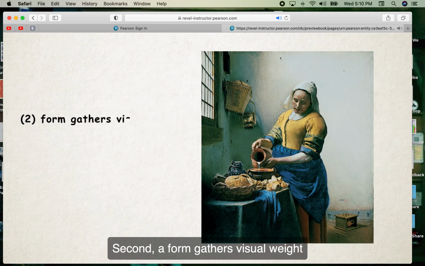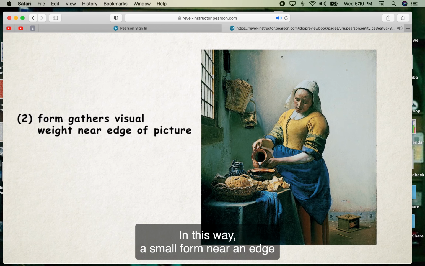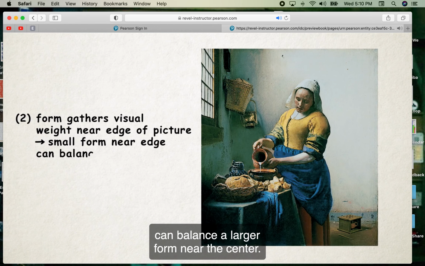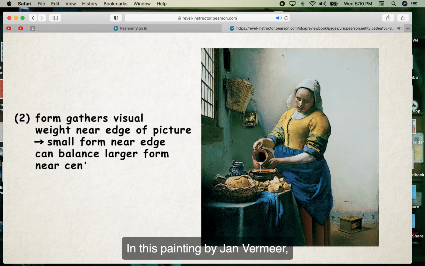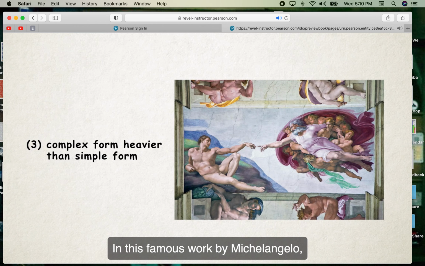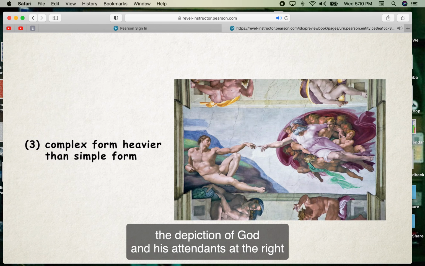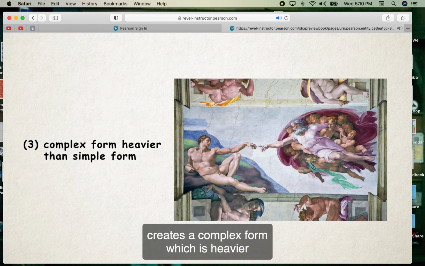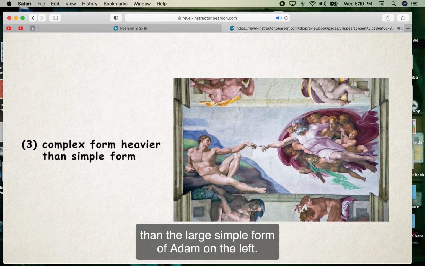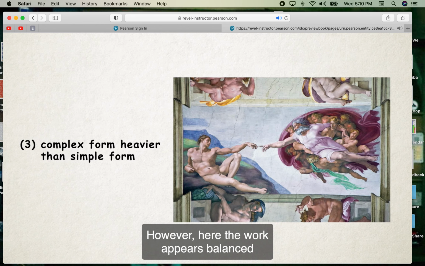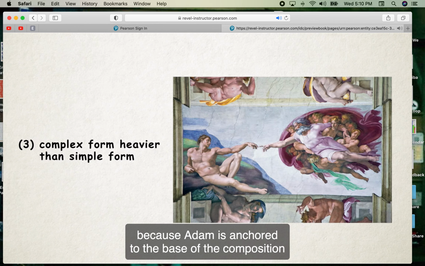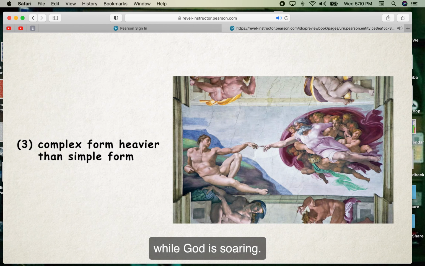Second, a form gathers visual weight as it nears the edge of a picture. In this way, a small form near an edge can balance a larger form near the center. In this painting by Jan Vermeer, notice how the loaf of bread in the basket balances the larger form of the kitchen maid. Third, a complex form is heavier than a simple form. In this famous work by Michelangelo, the depiction of God and his attendants at the right creates a complex form which is heavier than the large simple form of Adam on the left. However, here the work appears balanced because Adam is anchored to the base of the composition while God is soaring.